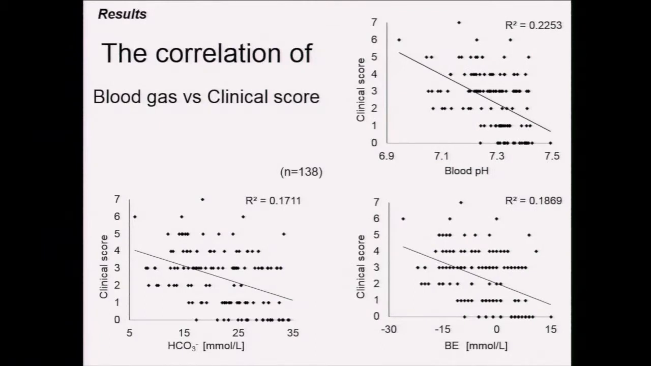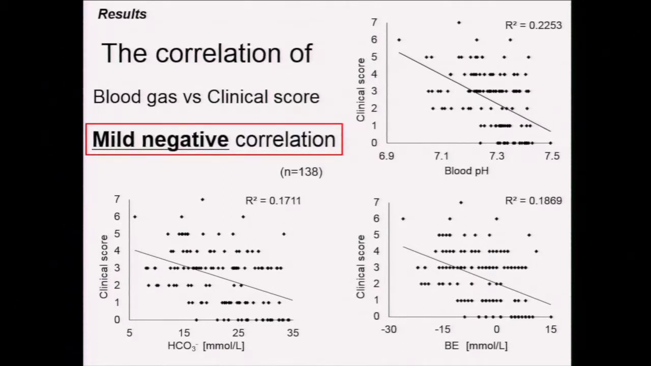In this slide, these plots explain blood gas and clinical score correlations. The vertical axis shows the clinical score, and the horizontal axis represents the bicarbonate ion concentration at the lower left, the blood pH at the upper right, and base excess at the lower right. Mild correlations were confirmed using Pearson's correlation.